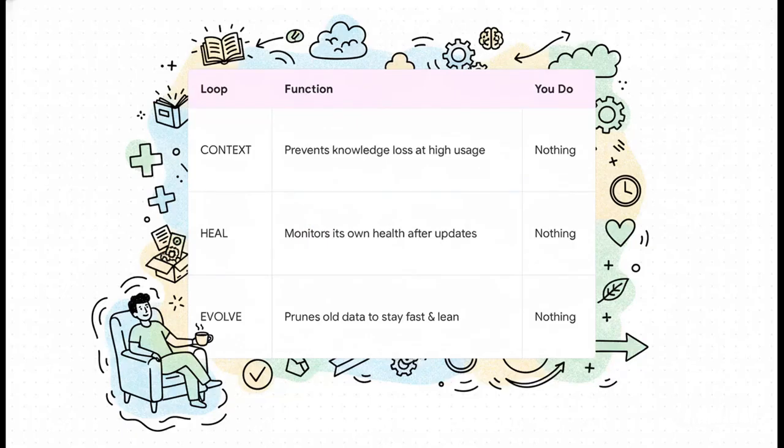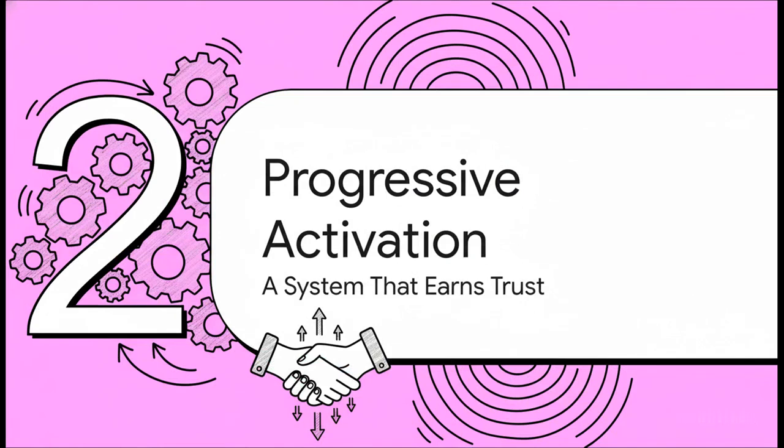The other 3 loops, they're just as automatic. The context loop prevents important info from getting pushed out of the context window. Heal makes sure nothing breaks when you update your tools. Evolve is like a little Roomba for your data. And the most important column here is the one on the right. What do you have to do? Absolutely nothing.